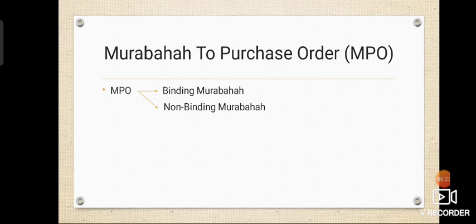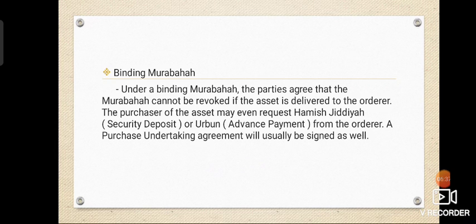Next we move to Murabahah to the Purchase Orderer, which is the MPO. MPO is divided into two: first is binding Murabahah and second is non-binding Murabahah. Binding Murabahah means that the parties agree that the Murabahah cannot be revoked once the asset is delivered to the orderer. The purchaser of the asset may even request hamish jiddiyah, or security deposit, or urbun, which is advance payment, from the orderer. A purchase undertaking agreement will usually be signed as well.